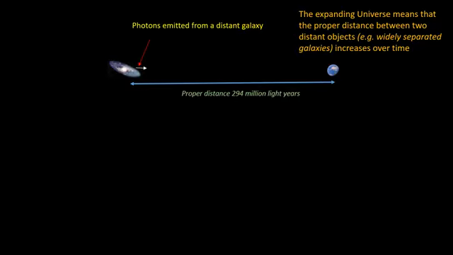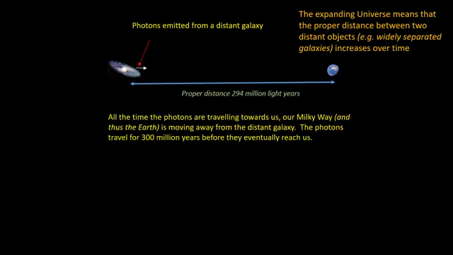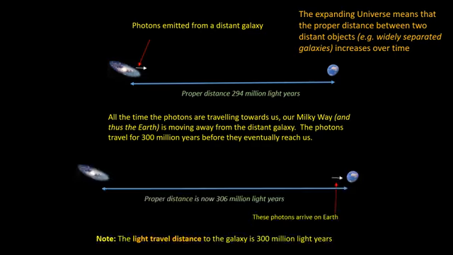Because of the expansion of the universe, the proper distance between two distant objects always increases with time. In this example, consider photons emitted from a distant galaxy, 294 million light years away from Earth. As the galaxy is moving away from us, and our Milky Way is moving away from the galaxy, the photons have to travel a bit further. 300 million years it takes them to reach us. When they do, the proper distance of the galaxy is now 306 million light years.